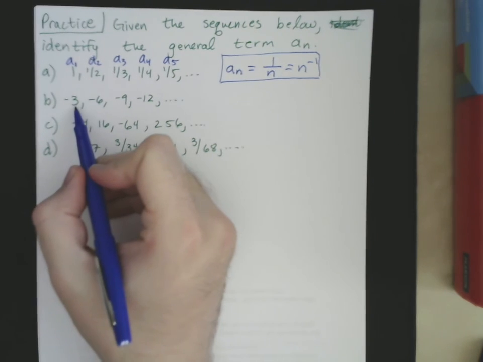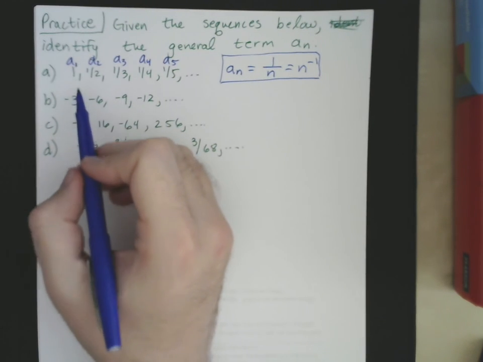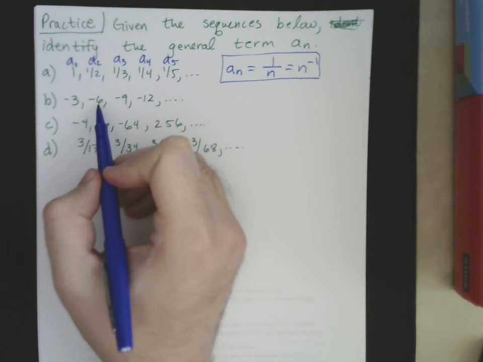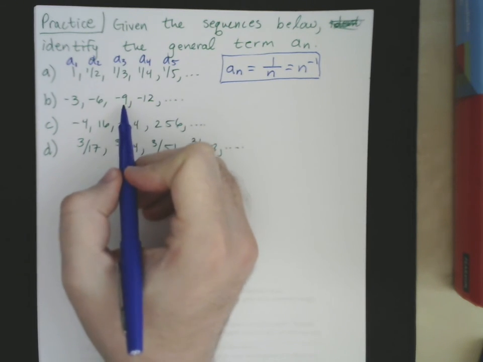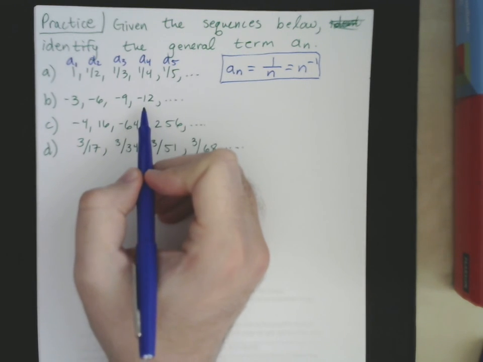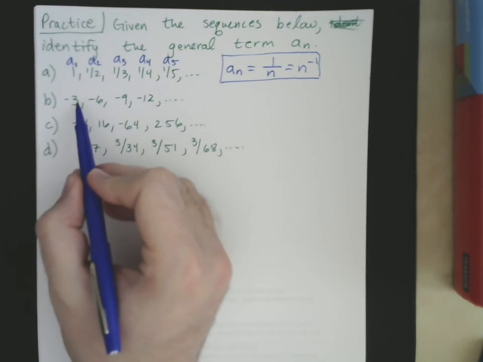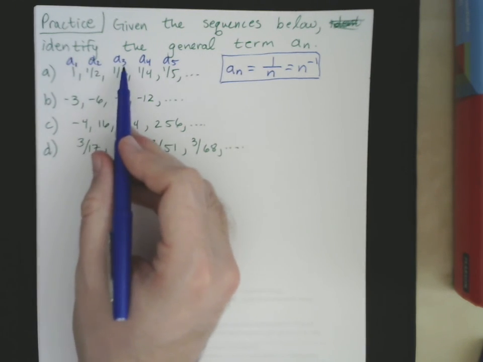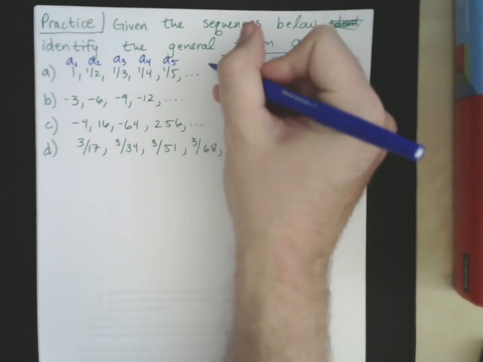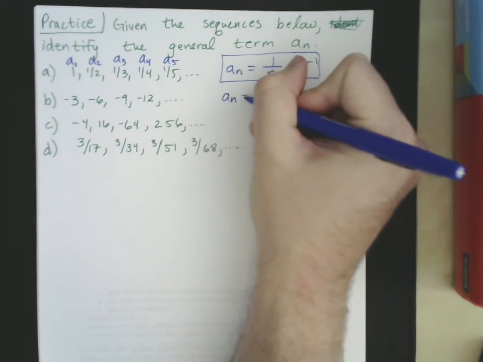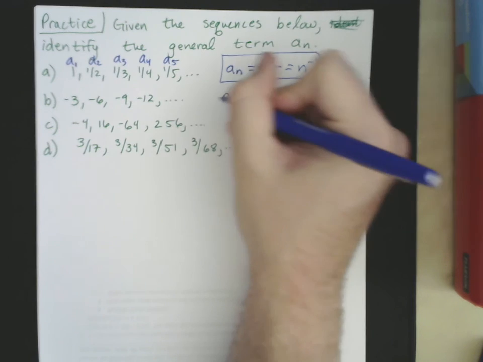For part B now, we're looking at connection between 1 and -3, 2 and -6, 3 and -9, 4 and -12. Well, all of these are exactly -3 times these values. So this a sub n must be -3 times n.